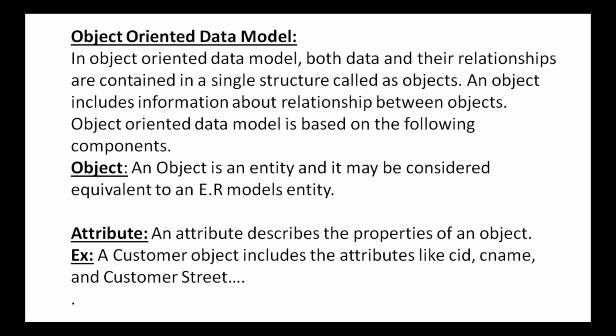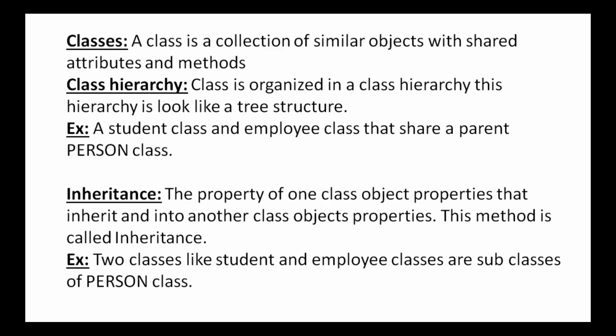The object oriented data model is based on the following components. Already we know the object oriented programming concepts: class, object, attributes, inheritance, like that. Coming to the object, here the object is nothing but an entity, which is equivalent to the ER model entity. And attributes are nothing but the properties of an object. For example, if you take a customer object, it includes attributes like customer identification number, customer name, and customer street, like that. And a class is a collection of similar objects with shared attributes and methods.